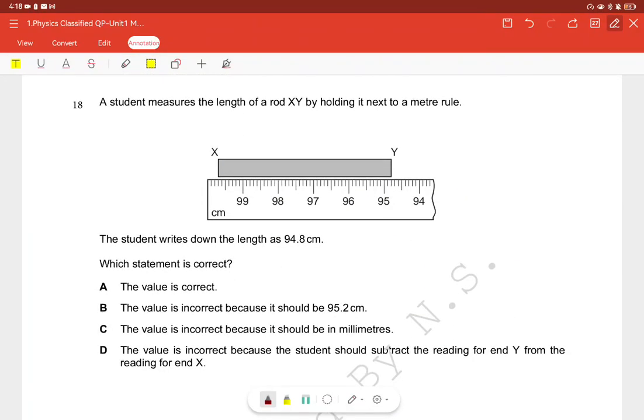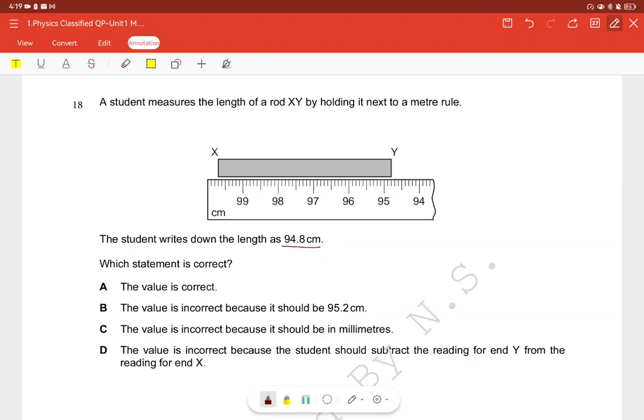Next, a student measures the length of a rod XY by holding it next to a meter rule. The student writes down the length as 94.8 centimeter. Which statement is correct?